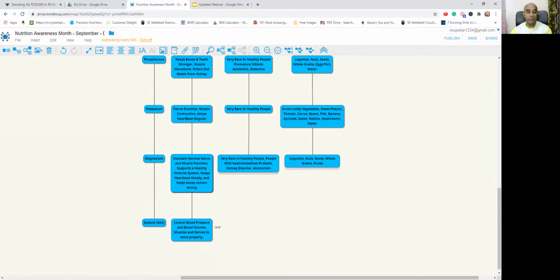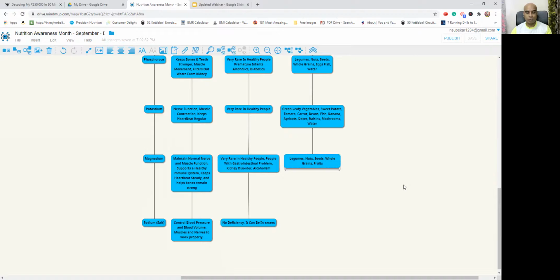So if there is a sodium deficiency, obviously there will be a problem. As it is written, there can be no real deficiency of sodium. It can always be in excess, because we are the people who are eating lots of junk food, lots of processed food, lots of tasty food. So deficiency of salt or sodium is very rare. But if at all it is there, there will be problems with blood pressure and blood volume. But the deficiency is very rare because we all are eating lots of processed and junk food.